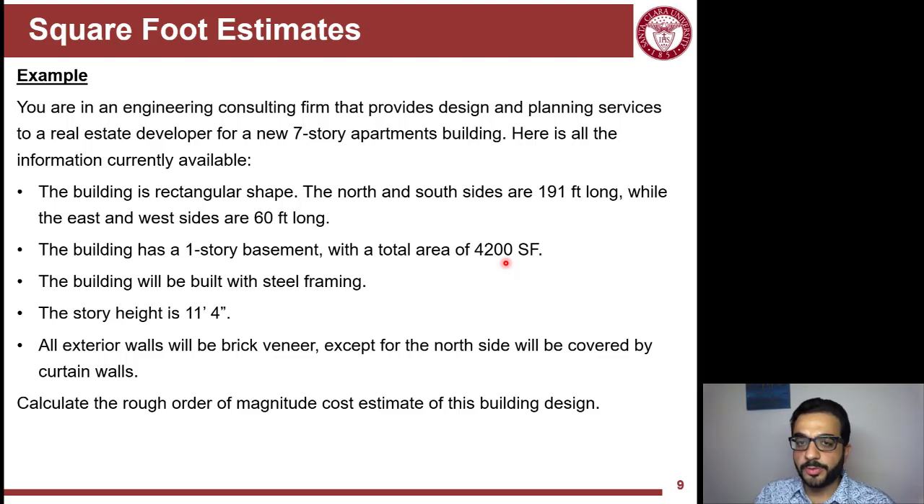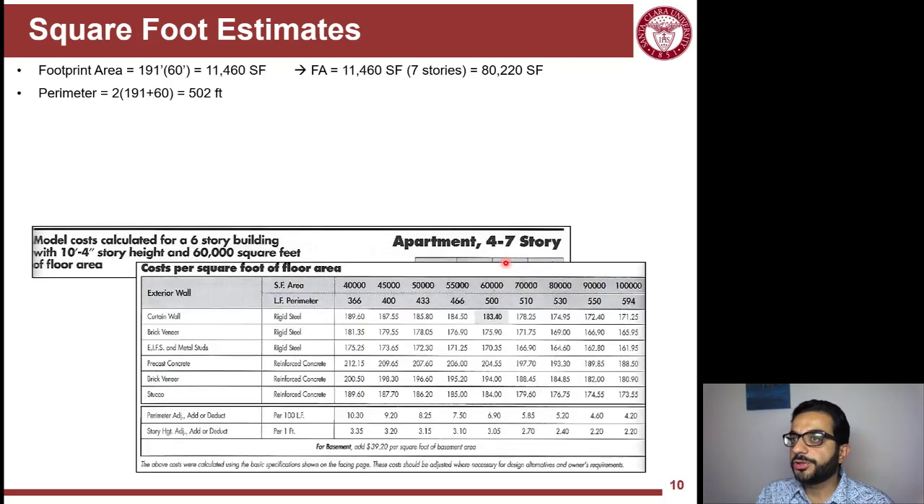The building will be built with steel framing. Your story height, or the height of every floor, is 11 foot. The exterior walls will be brick veneer, except for the north side, which will be covered by curtain walls. Curtain walls are a little expensive, so you usually put them in the front of the building. And that's it. We want to calculate a rough order of magnitude estimate here.